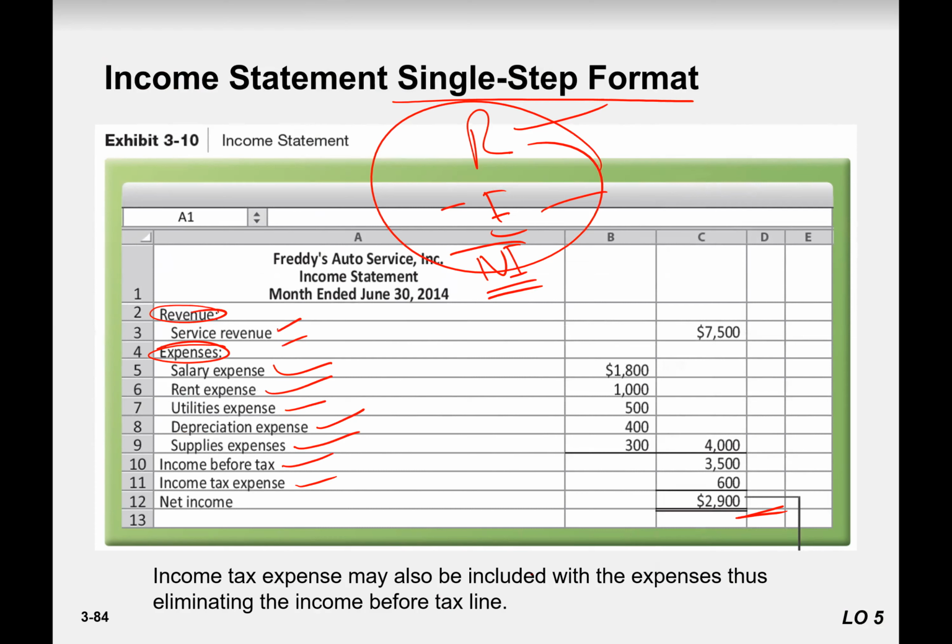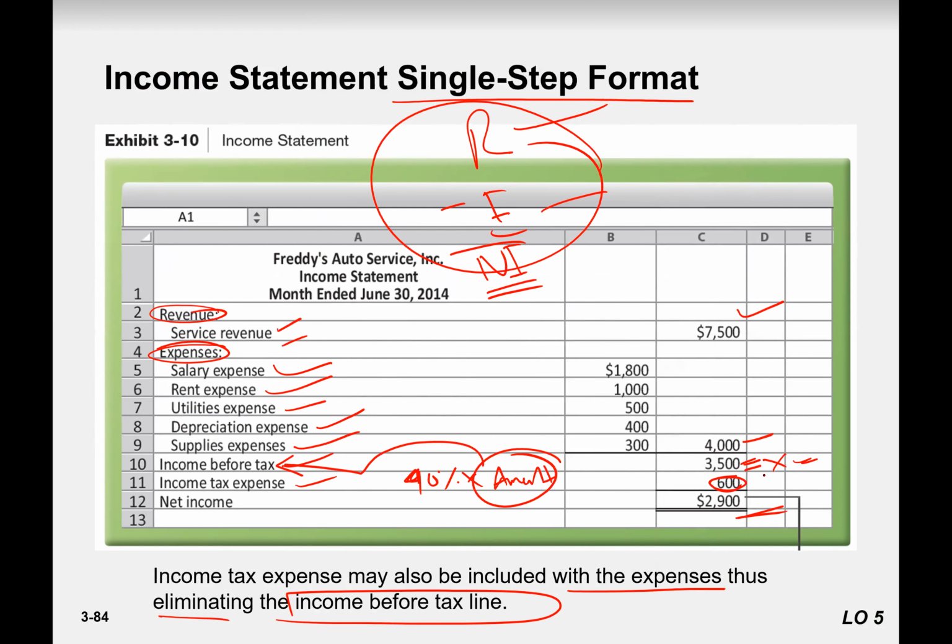So income tax expense may also be included with the expenses, thus eliminating the income before tax line. Because in interest, the tax is always in percentage, for example, 40%. So for this, you need some kind of amount, and that amount is called income before taxes. So this 3,500 is revenue minus all kinds of expenses except income tax expense. And then you multiply with the tax rate. So this is the tax.